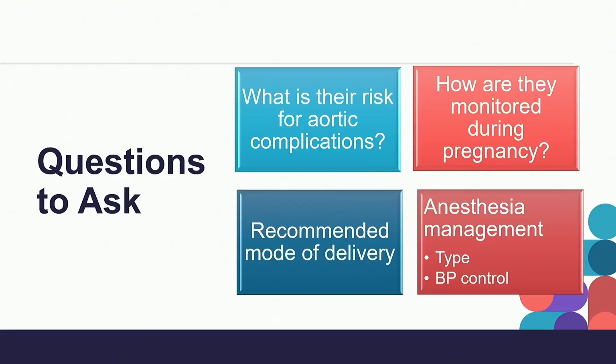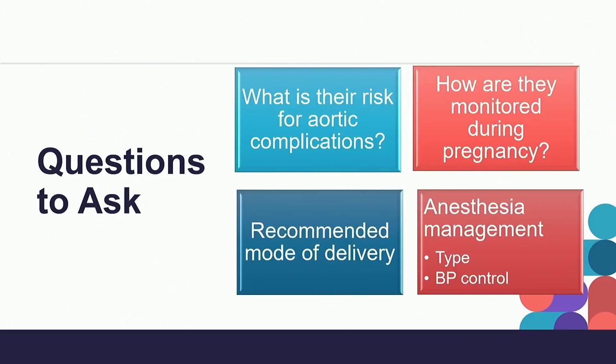And so you're going to do your risk assessment, you're going to figure out how to manage and monitor them during pregnancy, you're going to figure out what the best recommended mode of delivery is, and then how we are going to manage their anesthetic and what things we really need to be looking out for. But the risk you are looking for is not heart failure or arrhythmia, it is actually aortic complication. And aortic dissection is obviously the scariest of all of these.